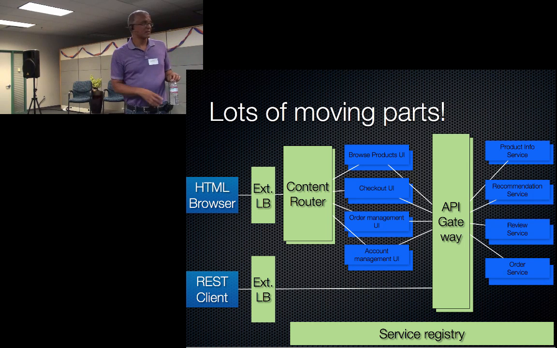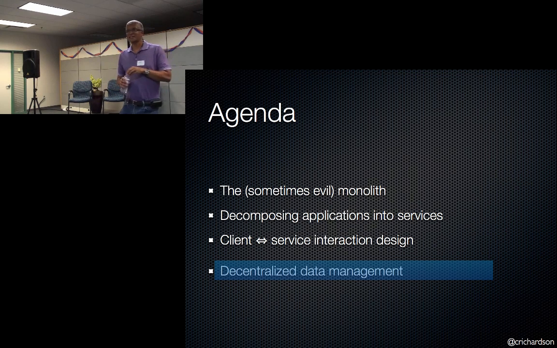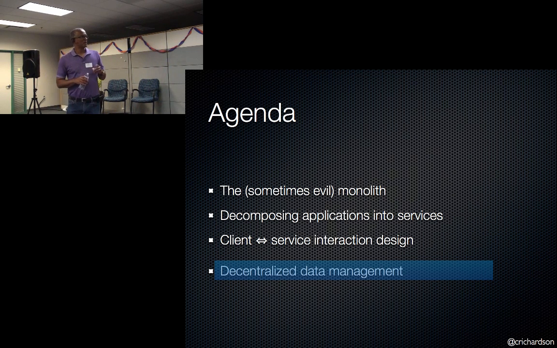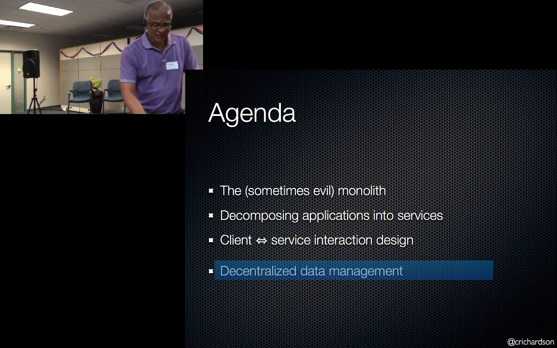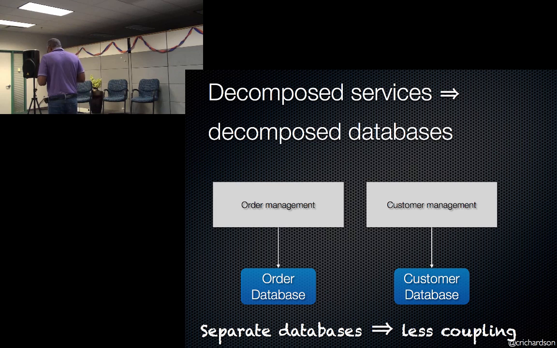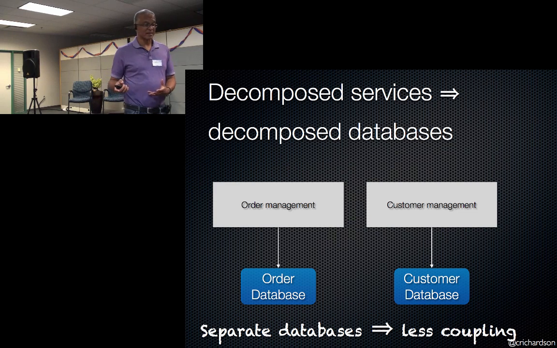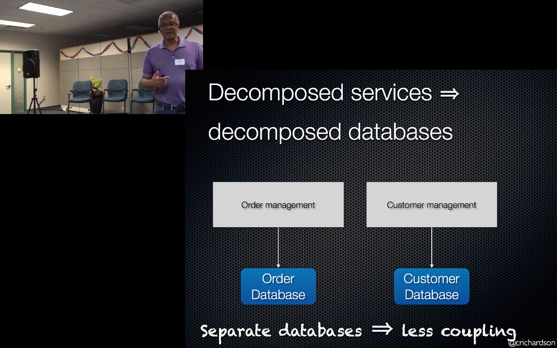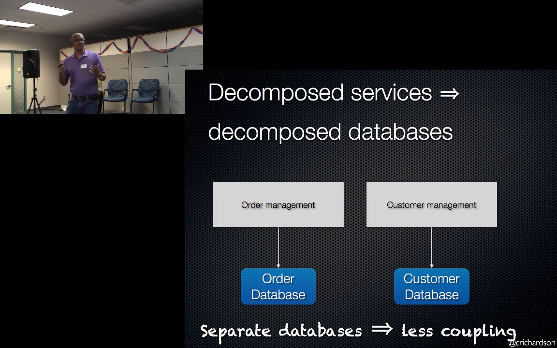All right, in the final part of the talk, I want to talk about decentralized data management, which sounds really boring and bland, but has a really big impact on the whole system architecture. The big motivation here is that if we've decomposed the services, we've decomposed the database as well. In order for these services to be loosely coupled, each service should have its own database. So the order management service, which keeps track of orders, will have an order database. The customer management system will have a customer database. That means they can evolve quite independently of one another. And you could imagine an architecture where one service uses a relational database, while another service uses Mongo. Because Mongo is web scale and all that.